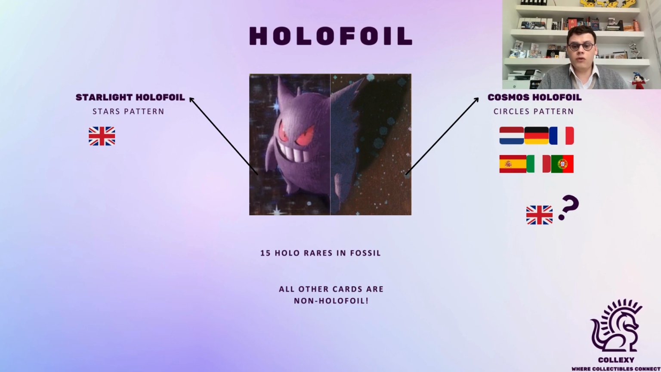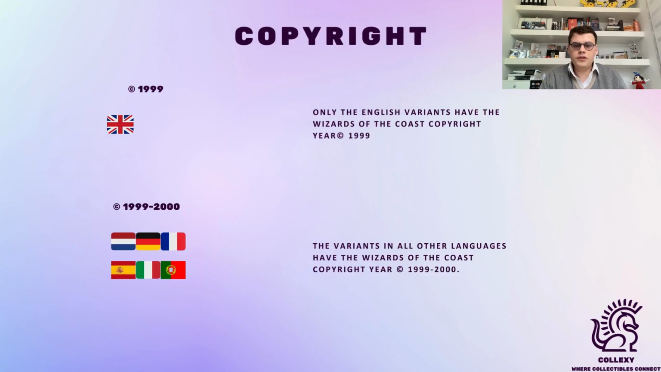There are 15 holofoil rares in fossil, while all the other cards are non-holofoil. So with respect to the Wizards of the Coast copyright years, the same thing applies as for jungle, where only the English variants have a copyright year of Wizards of the Coast of 1999, while the variants in all other languages will have the copyright year of the Wizards of the Coast 1999 to 2000.